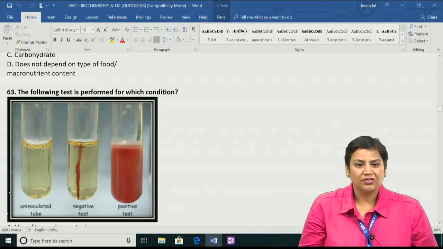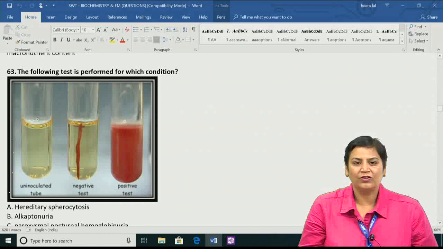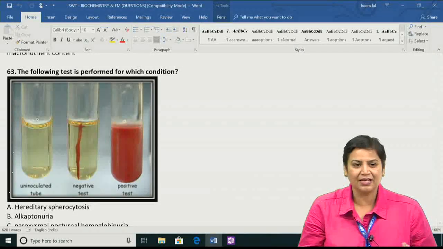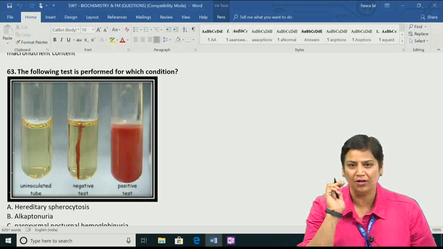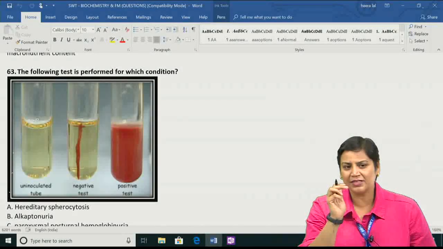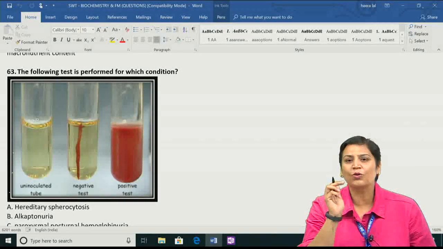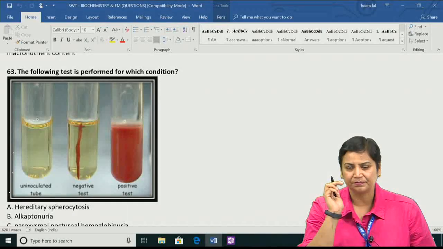Then question number 63, the following test is performed for which condition? Now this is again excessive hemolysis of the RBCs, and this is hereditary spherocytosis. Now how can we differentiate? By looking at the test tubes. Now see, the first test tube is a control. This is the osmotic fragility test.